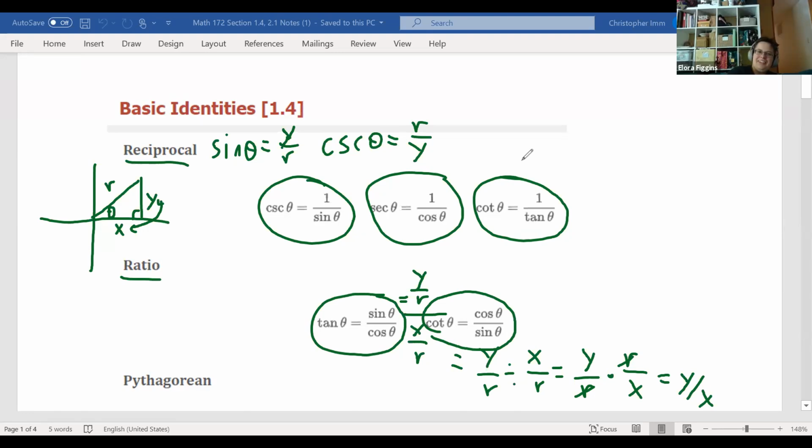Reciprocals are very convenient. They are, aren't they? Some things in math are hard and some things are easy. We take solace and we praise those things that are easy, right? All right.